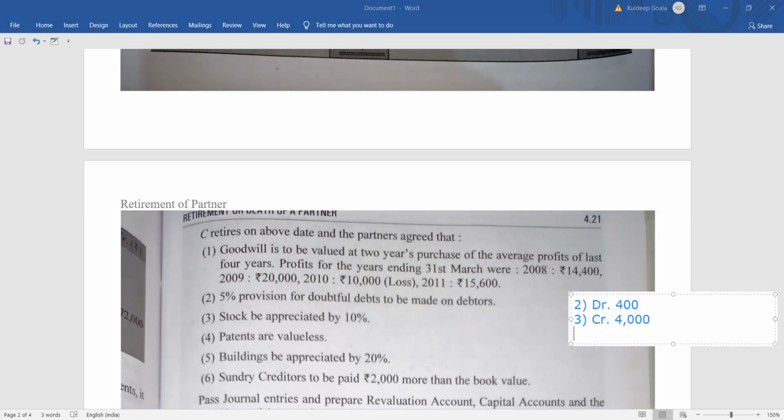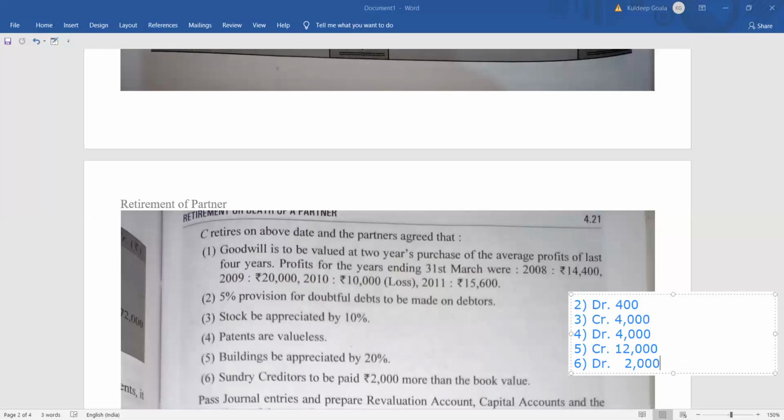Now coming to the next one, patent was valueless. Patent was 4,000, so now it is valueless, so it will be a total debit of 4,000, right? Then coming to number 5, building to be appreciated. Building value is increasing, right? So it will be credited. So what was the building value? 60,000. So 20% it is appreciating. 20% of 60,000 means 12,000 will be increasing, isn't it? Clear? And in case of number 6, creditors to be paid 2,000 rupees more. So 2,000 rupees extra we are going to pay. So it is a loss. So again a debit of how much? 2,000 rupees.